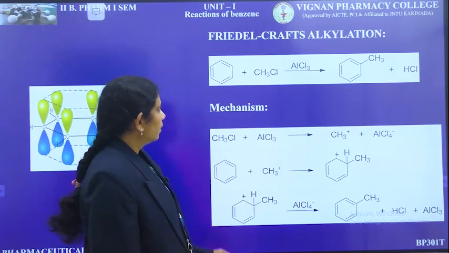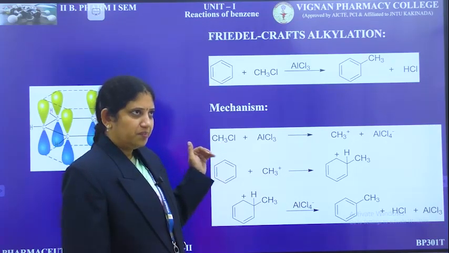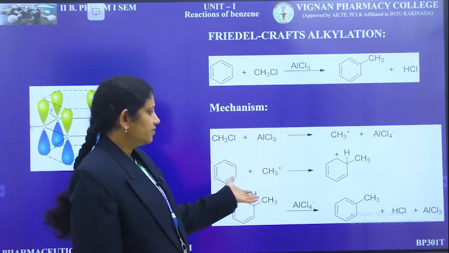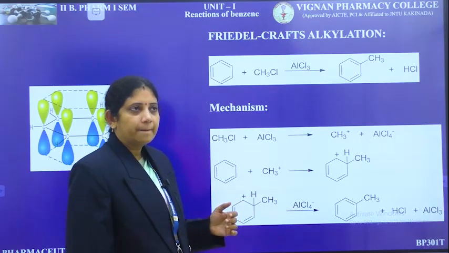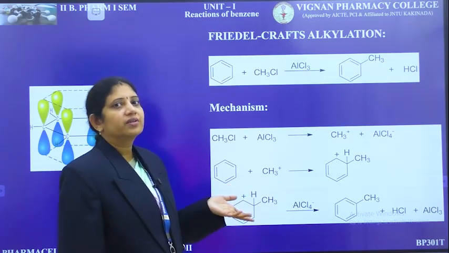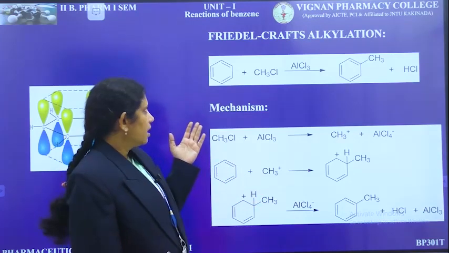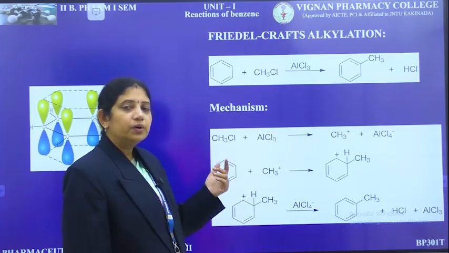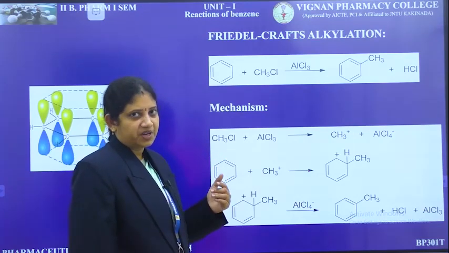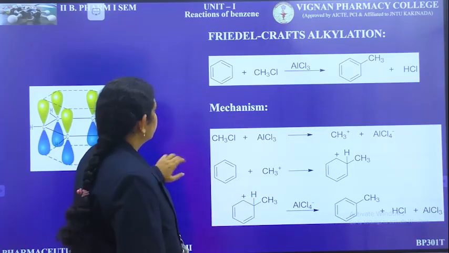Okay. So when there is a very small hydrocarbon, it will simply form the product straight away. But when there is a complex hydrocarbon structure, nothing but an alkyl halide, at that time it can undergo rearrangement.